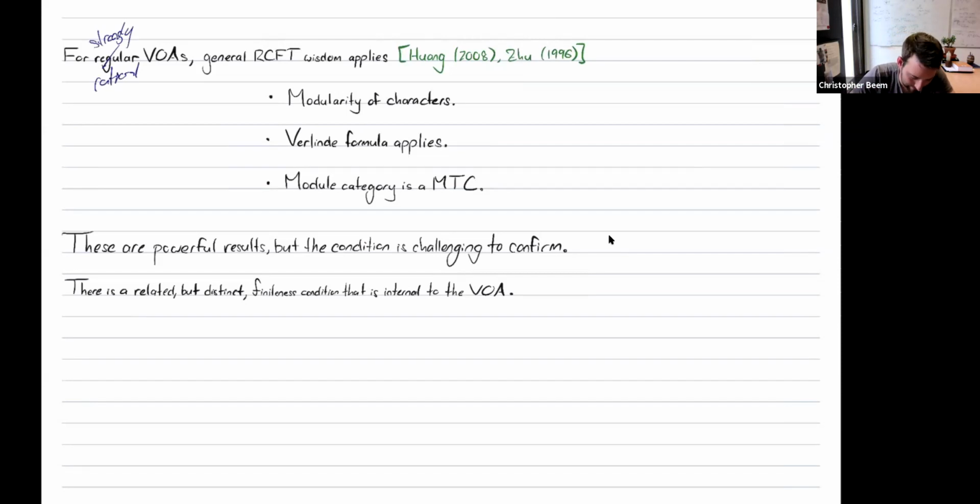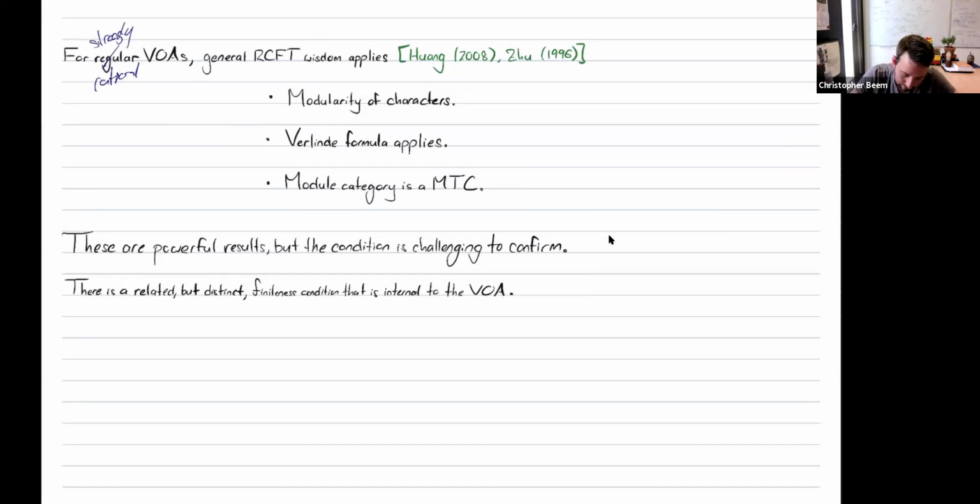So I'm not going to attempt to tell a story about this now, except to say that these are the sorts of properties that one either intuits or believes should be out there in reasonably nice cases based on RCFT. And they're only proven to hold if you have this sort of strong condition at the level of the category of modules of the vertex algebra.